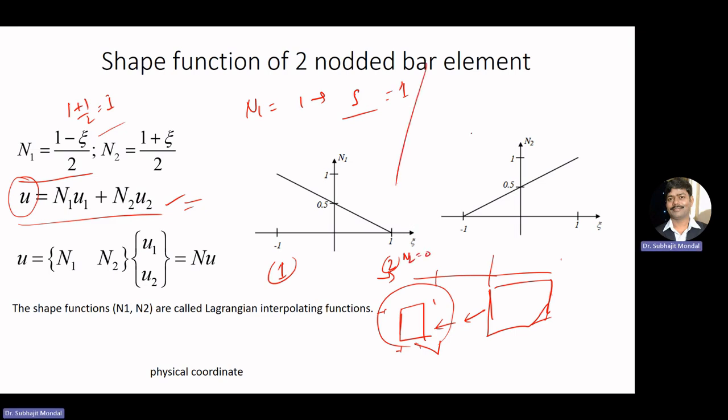Now if you consider the value of the shape function at node 2, the value of xi at node 2 is equal to 1, so n2 will be 1. At the same time the value of n1 will be 0. So the value of the shape function will be 0 at node 1 for n2 and 0 at node 2 for n1. So you can see, this way basically we can get the shape function in our natural coordinate system as well as our physical coordinate system.